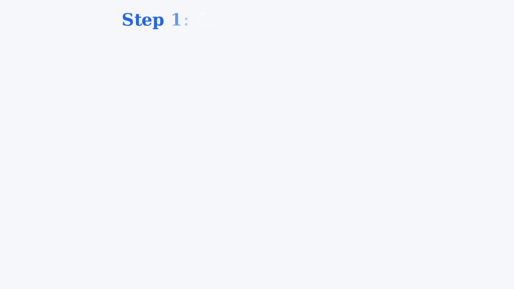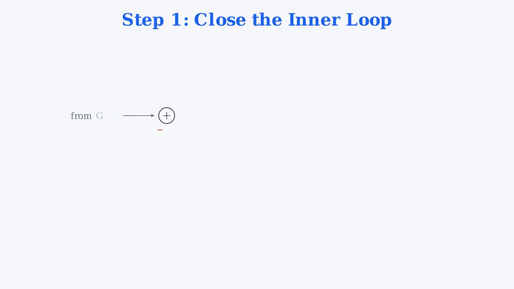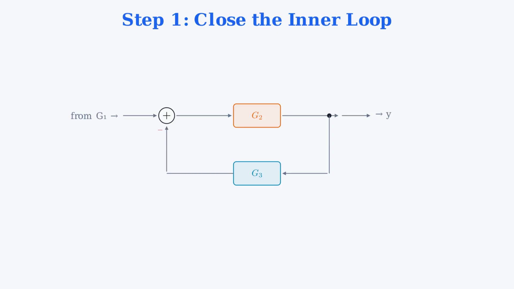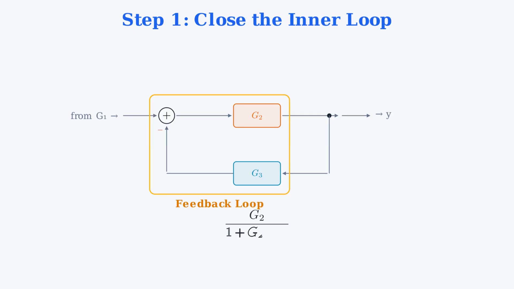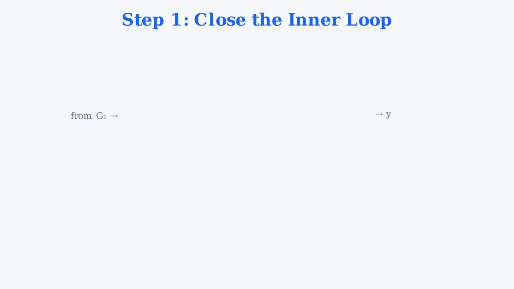Step 1. Close the inner loop. Look at the inner loop. The forward path is g2, the feedback path is g3, both with a negative sign. Using the feedback rule, the closed loop transfer function is the forward path divided by 1 plus forward times feedback. That gives us g2 over 1 plus g2 times g3. After this step, the inner loop is replaced by a single block, g2 over 1 plus g2 g3.